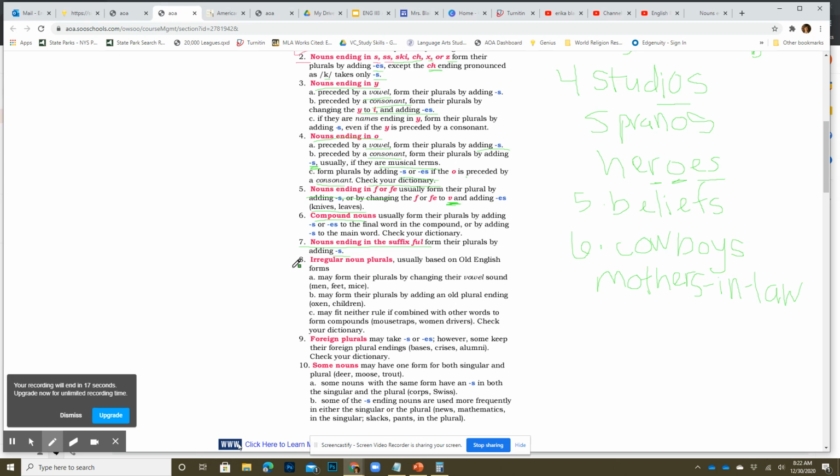S. There are several irregular noun plurals where maybe the vowel sound changes, like man becomes men, for example. Sometimes they maintain their old plural ending.